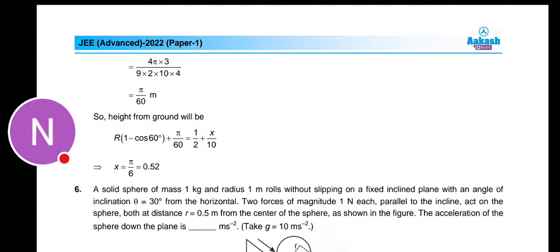So the height from the ground will be R(1 minus cos 60 degrees) plus π/60, that is equal to 1/2 plus x/10. So therefore x is equal to π/60. If we compute, we'll get the value as 0.52. So 0.52 is the answer for question number 5.